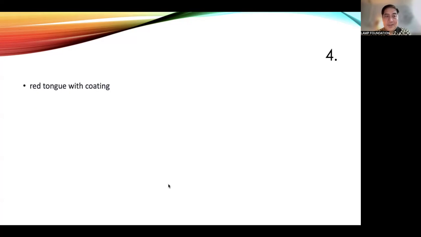Number 4, red tongue with coating. Excess heat. Yes, or full heat. Full heat, excess heat. Red tongue without coating. Empty heat. Yes. Empty heat with yin deficiency. Red tongue. Normal tongue without coating. Yin deficiency. Yes. Okay.